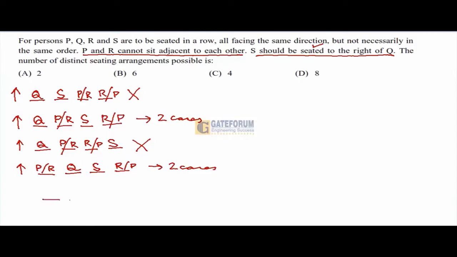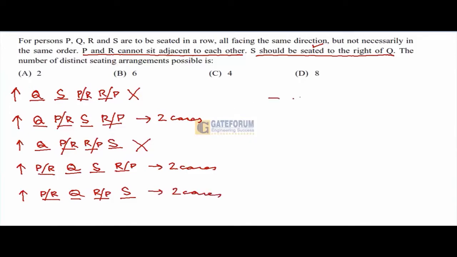Next, Q is sitting at the second and S is sitting here. Perfectly possible. Then P can sit here and R can sit here, or else R can sit here and hence P will sit here. Perfectly possible. So I will say two more cases have resulted.